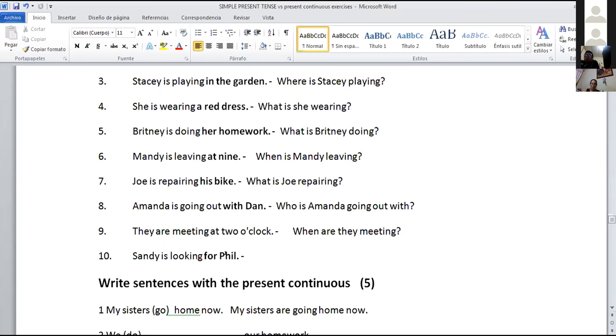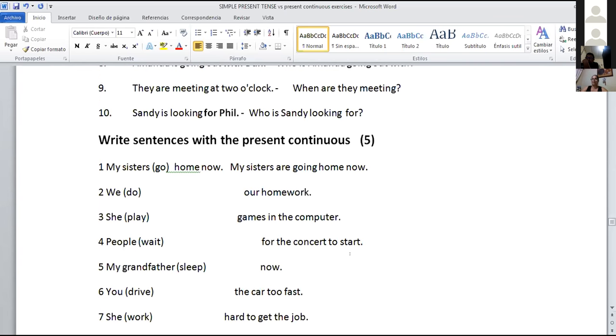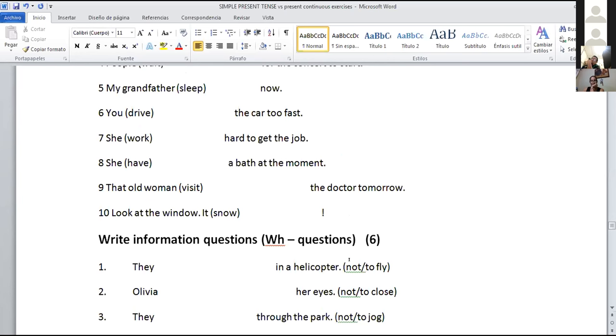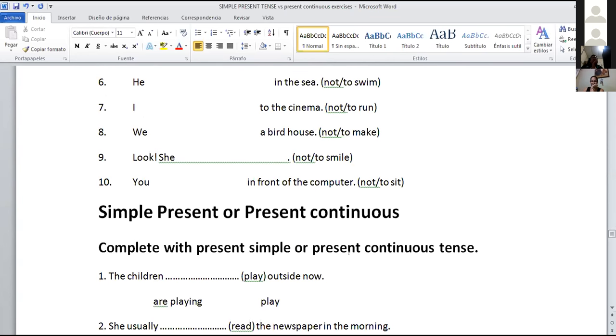Phil is a person. Who is Sandy looking for? Okay. Eso suena extraño, pero así son los que hablan inglés. Les gusta terminar con preposiciones. Okay. Por eso aquí, going out with, looking for. Okay. Very good.